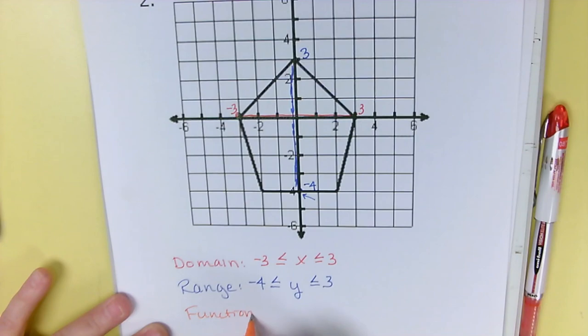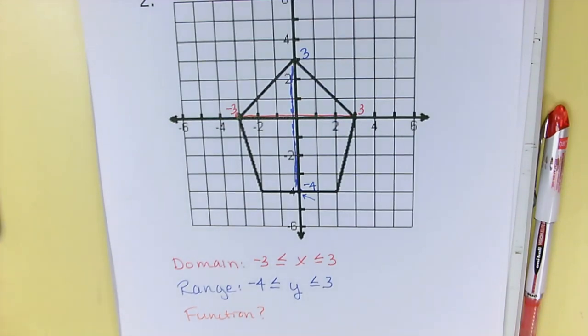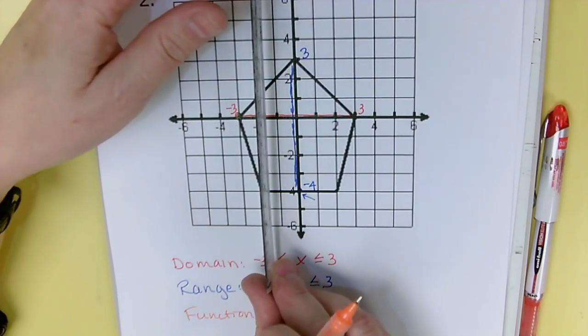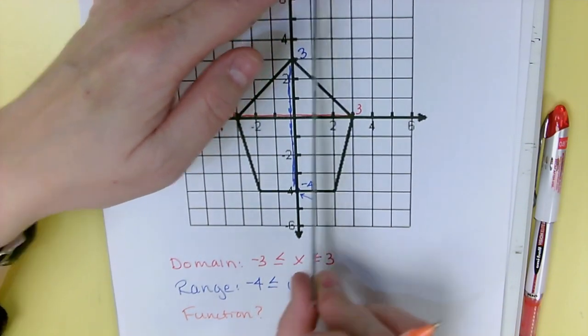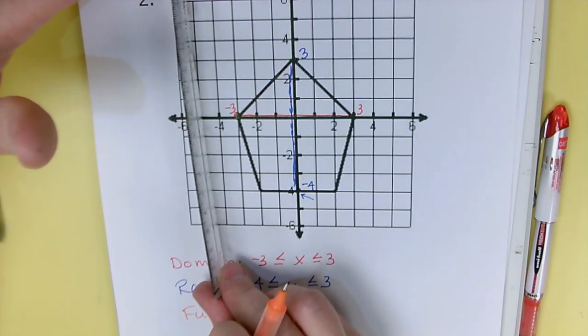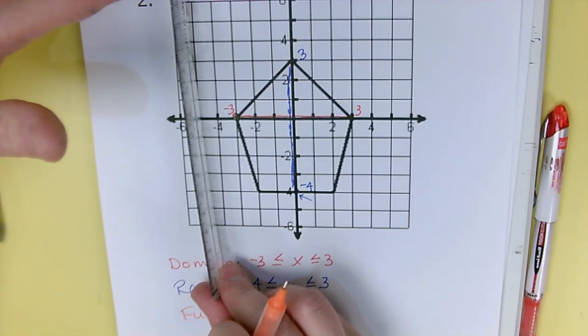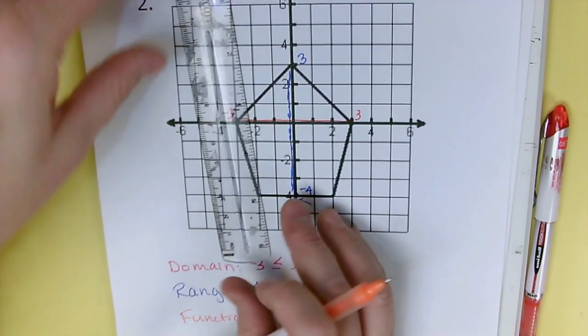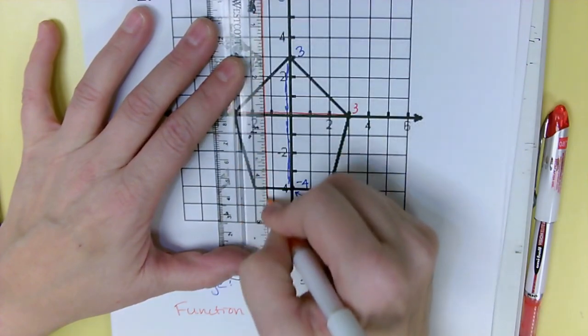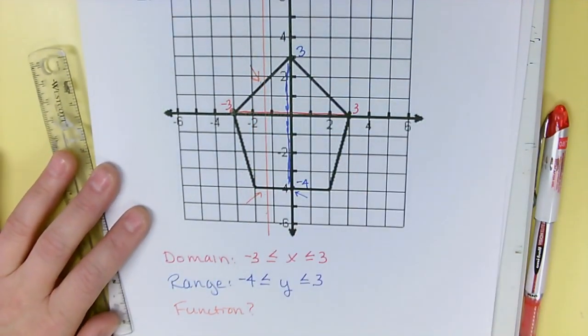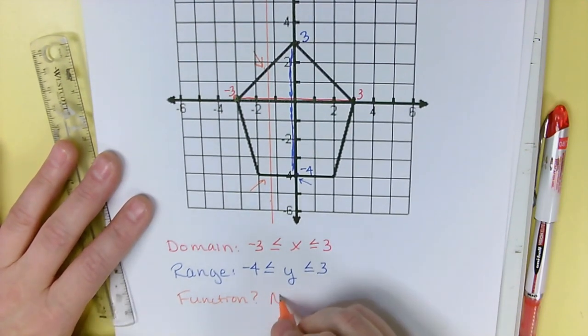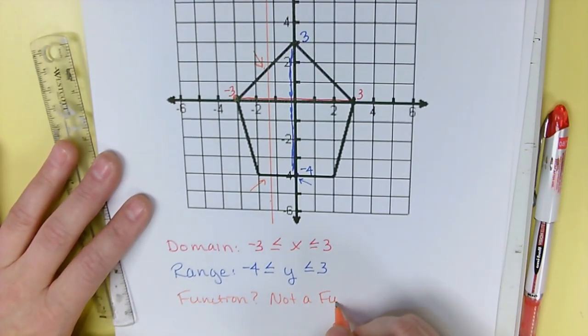All right, now we're going to decide if it's a function. So you can tell that if you put any vertical line through this shape, it's going to cross more than once. Missing is okay, but if any line crosses 2 or more times, it's not a function. So I can draw a vertical line right here, and it crosses once there and once there. So this is not a function.